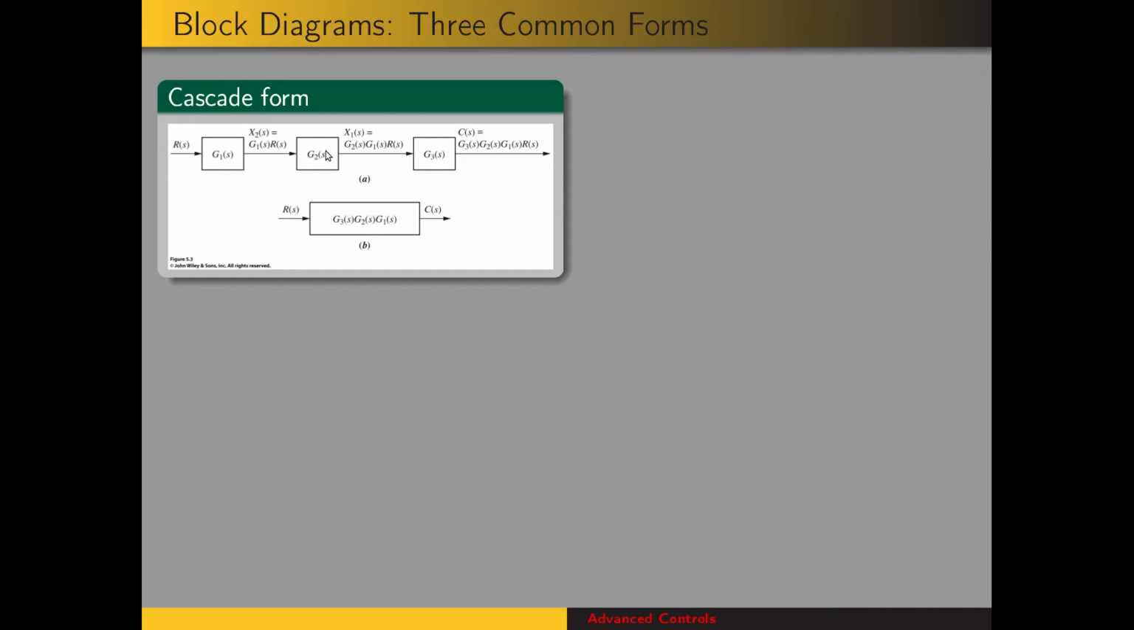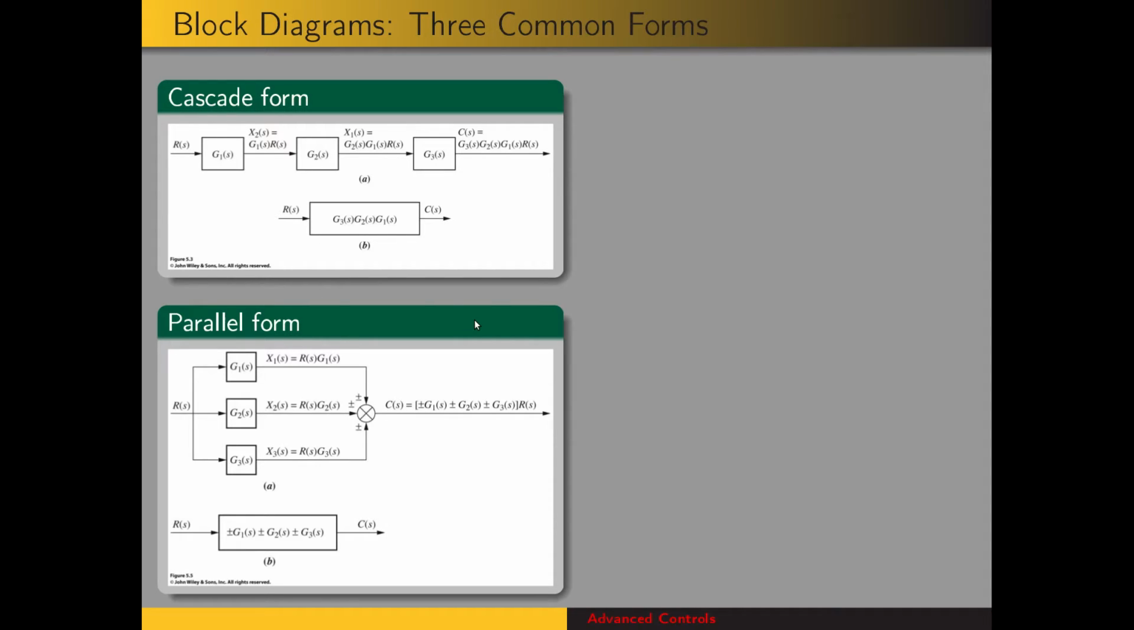So here we have the input R and the output C, and the intermediate steps we have x2 and x1. And so whenever we talk about reducing these to an equivalent form, we just mean algebraically equivalent. So here we have R times G1, and then that times G2, and then that times G3 gives us C of S. So that's equivalent to just combining these three block transfer functions into one, which is the product of all of them. So R times this is equal to the same thing as this.